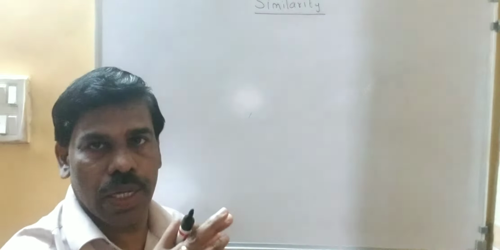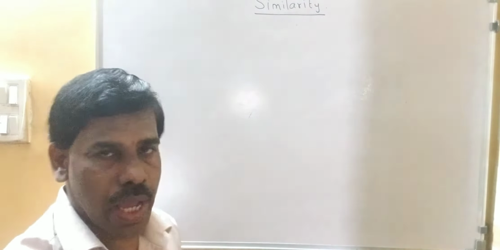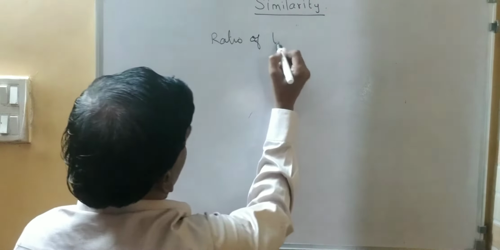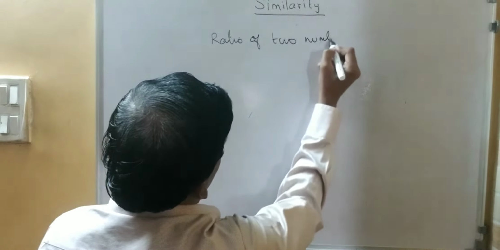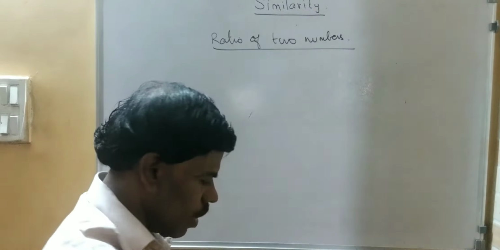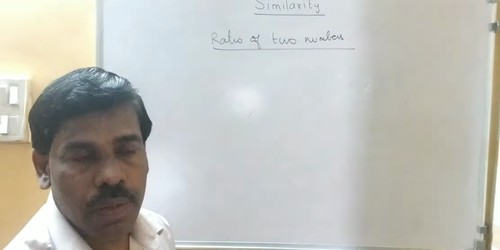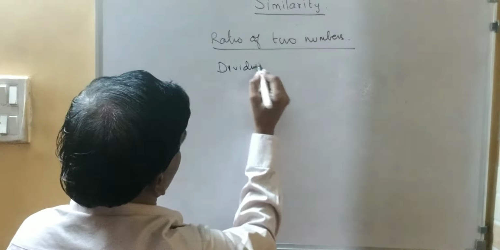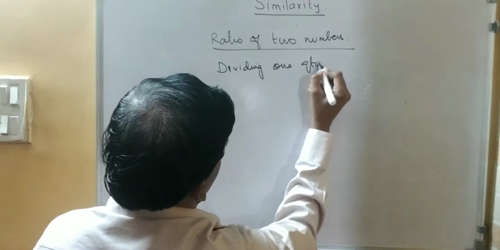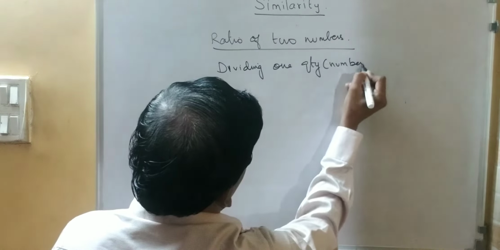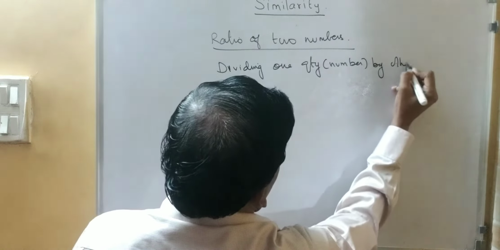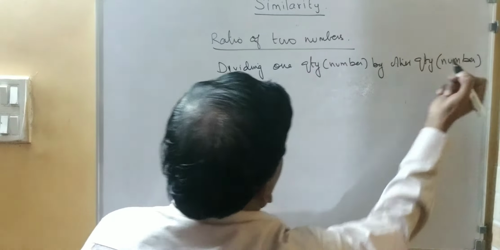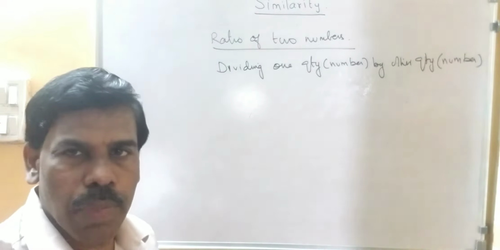Now you know what a triangle is and what the area of the triangle is. Now, what do you call the ratio of two numbers? Ratio of two numbers means dividing one quantity or number by the other quantity or number. That is simply what we call a ratio.